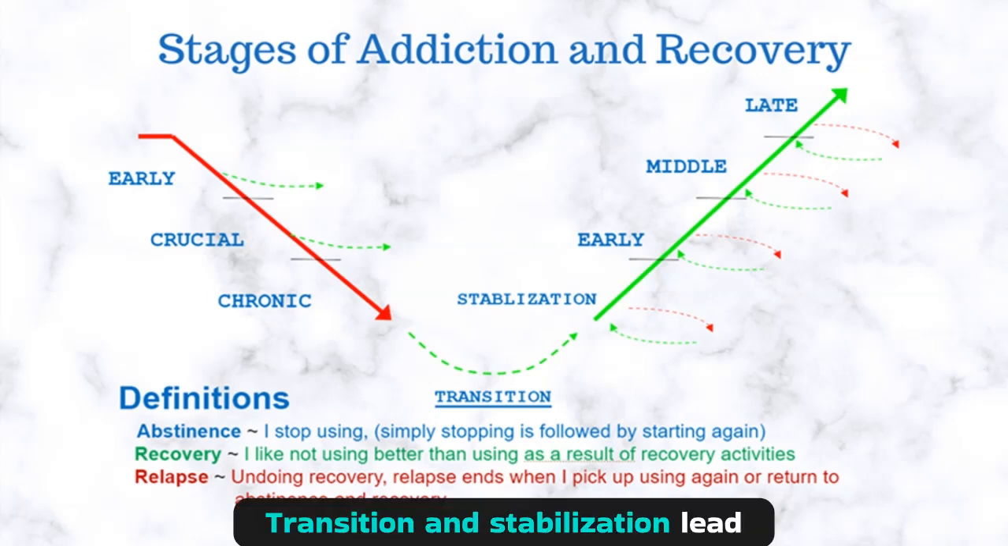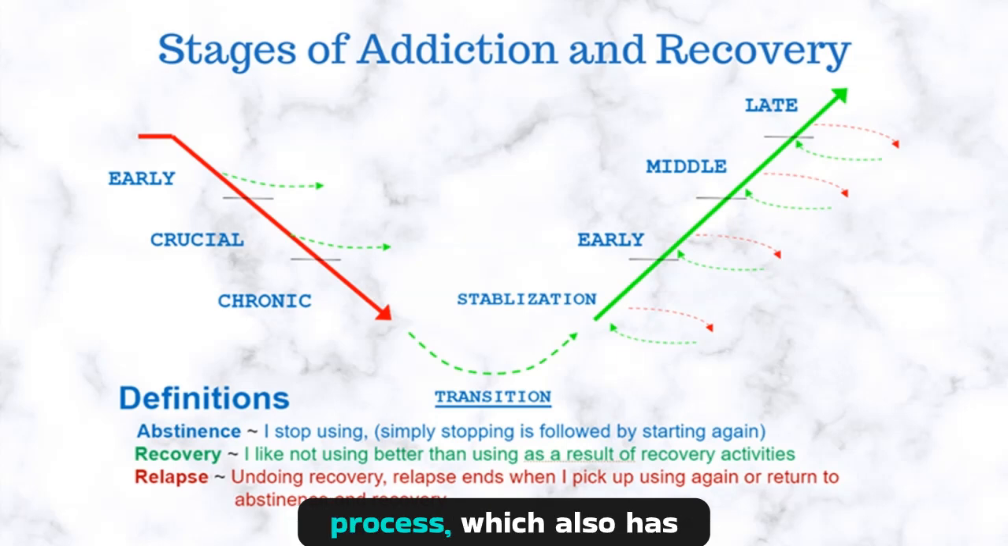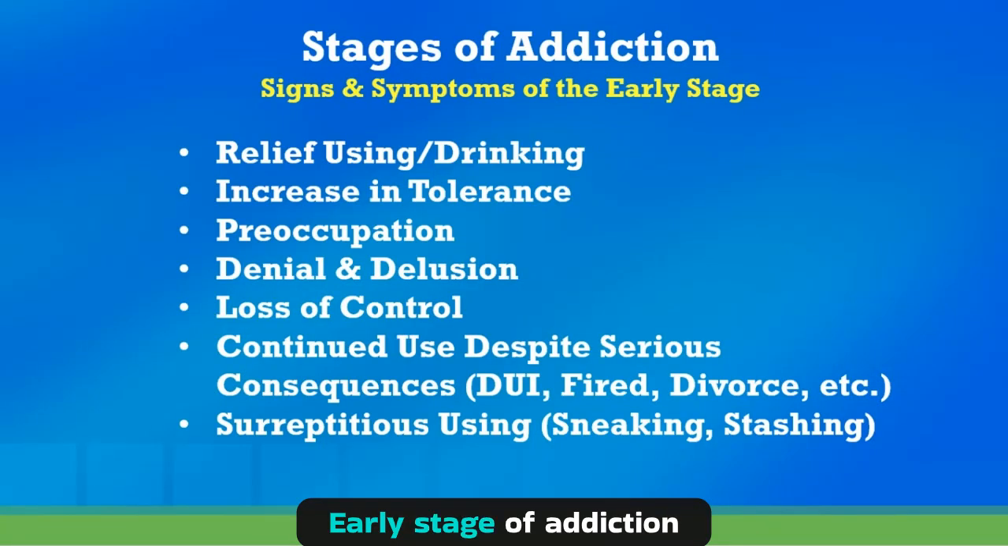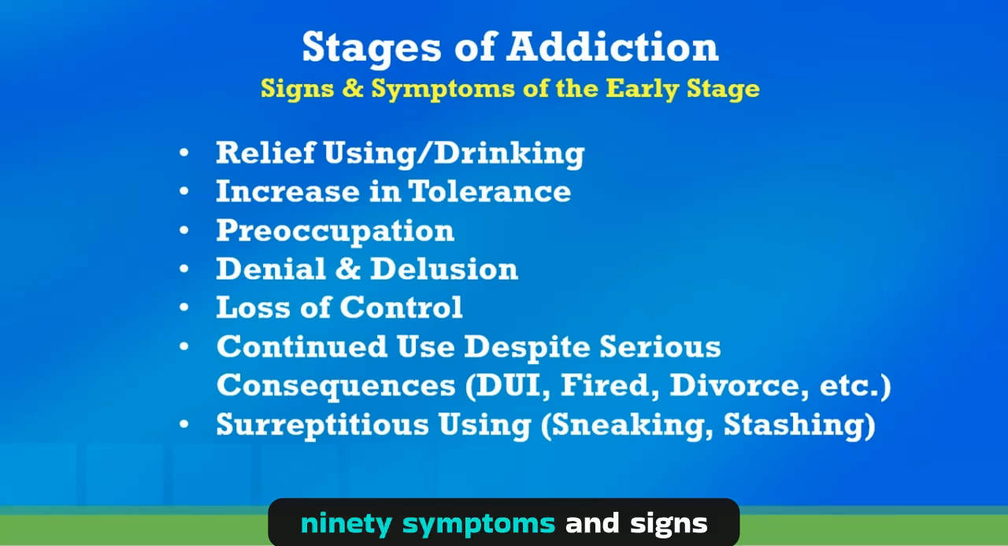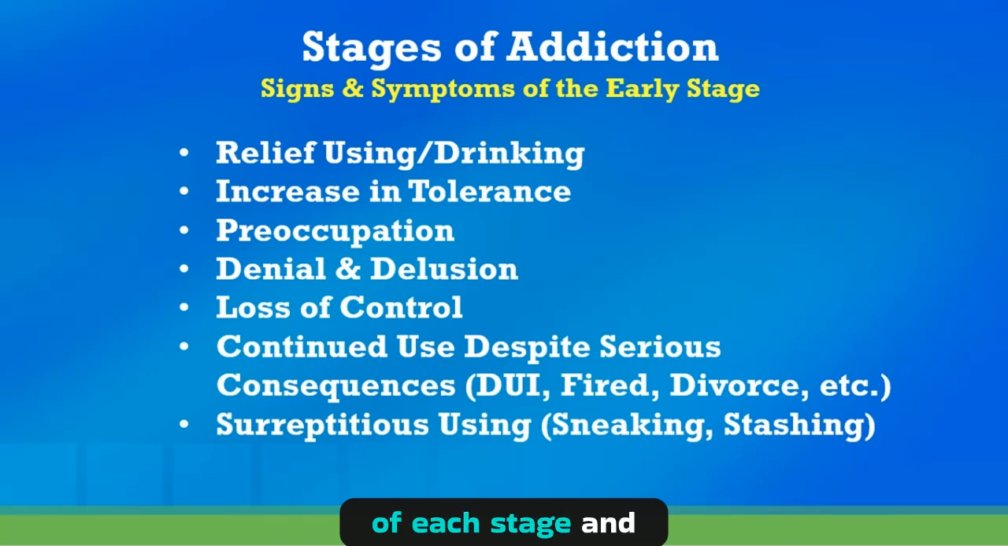Transition and stabilization lead us into the recovery process, which also has an early, middle, and late stage, and we'll cover those as well. Early stage of addiction has some pretty important telltale signs. Now, there's been over 90 symptoms and signs of addiction. We're not going to cover all of them, but we'll cover the hallmark signs of each stage. And this is the early phase or the early stage of addiction.